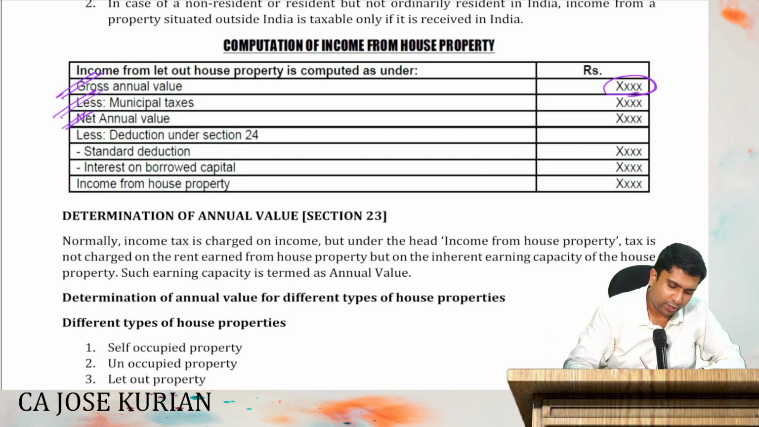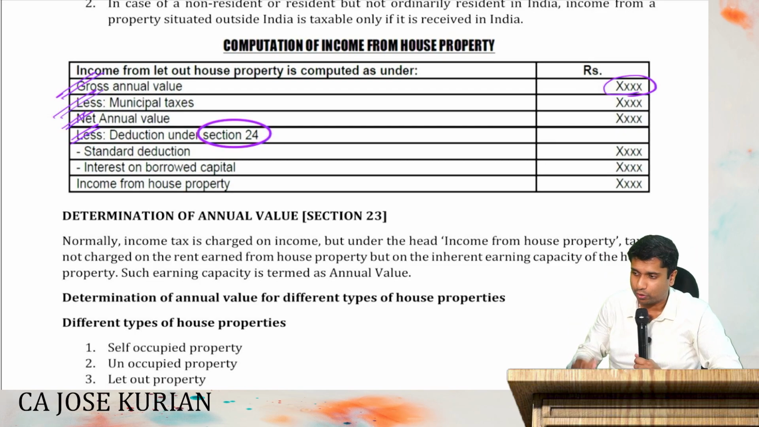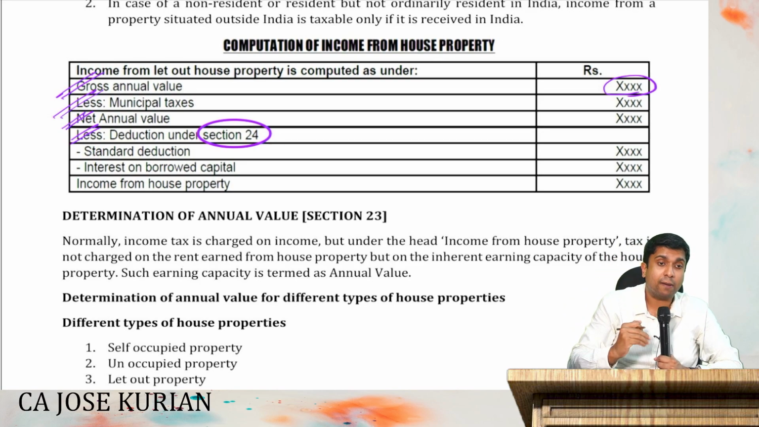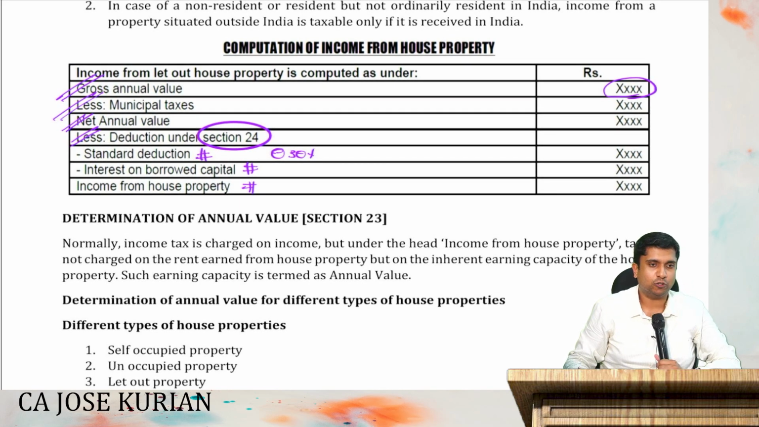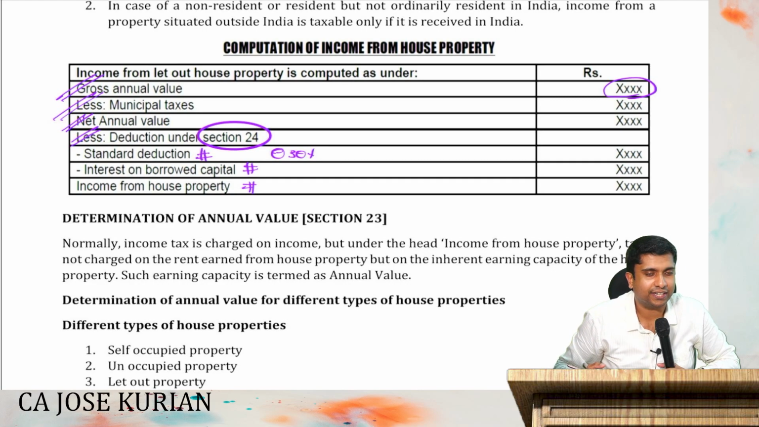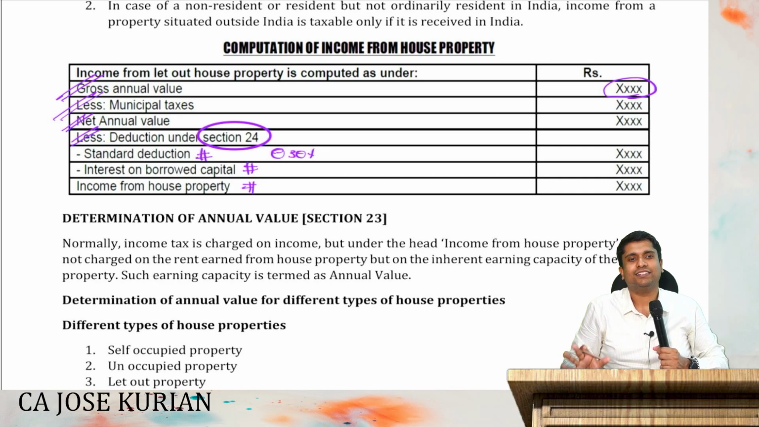On net annual value, you can deduct two deductions which are mentioned under section 24. You can deduct both from net annual value. Which are the deductions? Number one, standard deduction, which is 30% of your net annual value. Number two, interest on borrowed capital. And finally, you will get income from house property. These are the things that we have to study under the head house property. By finishing this, we can say the chapter is over.